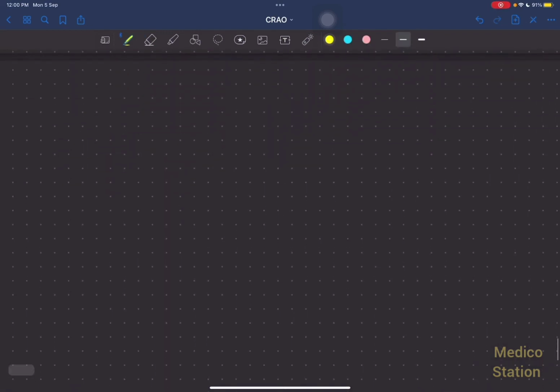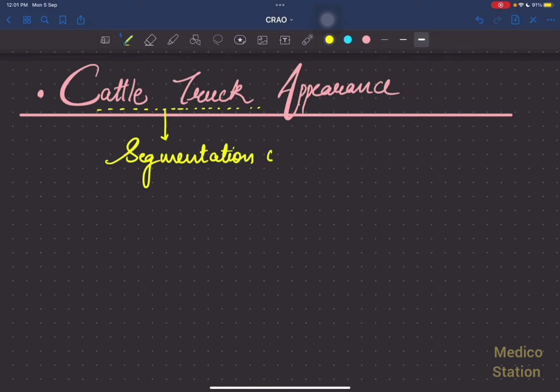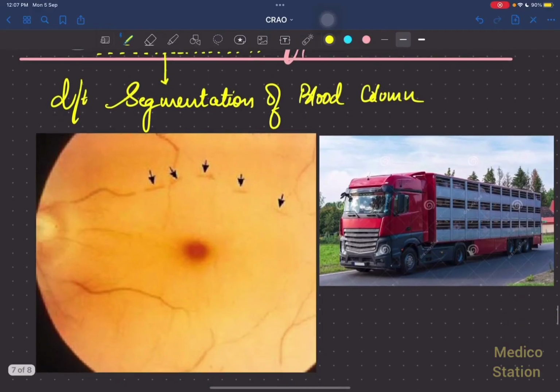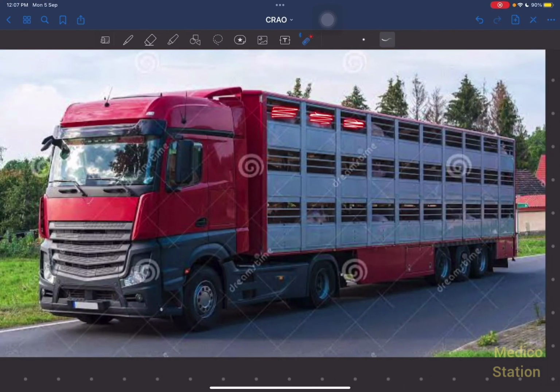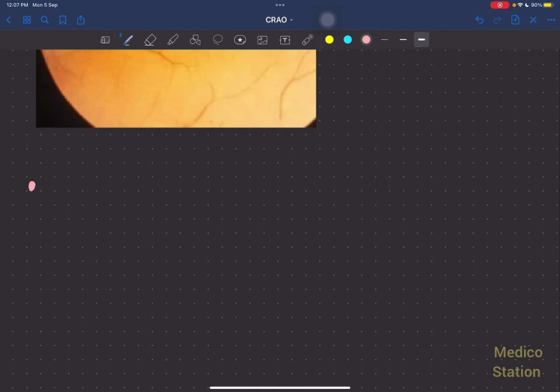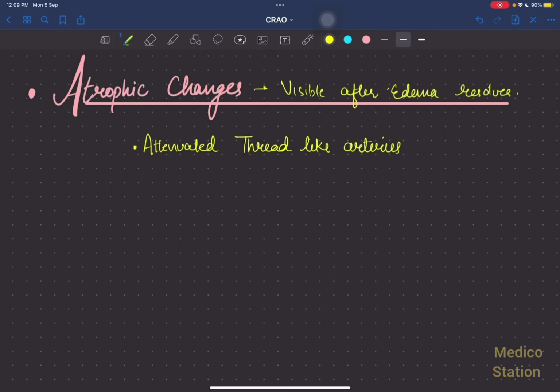Another sign to look for is cattle truck appearance. The cattle truck here represents the segmentation of the blood column. Here you can see the cattle truck appearance in the retina. Next sign to look for in the fundus is atrophic changes. Attenuated thread-like arteries are seen. These arteries are visible after the edema is resolved. Atrophic appearance of the retina is also seen.